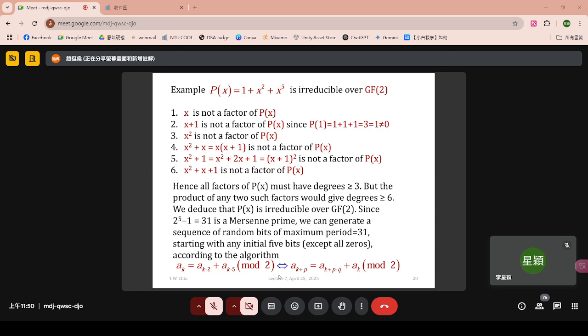For example, this is irreducible. 1 plus x squared plus x^5 is irreducible. You can check this, it's quite easy, though I do not have time to go through the details. You can also verify the period is 31, since 2 to the power 5 minus 1 is 31, and it's maximal length.